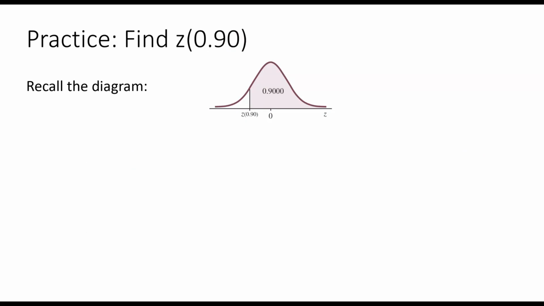Okay, here's a practice for you. Pause the video and find Z of 0.90. I've done the diagram for you. You find the proper Z score to match Z of 0.90.